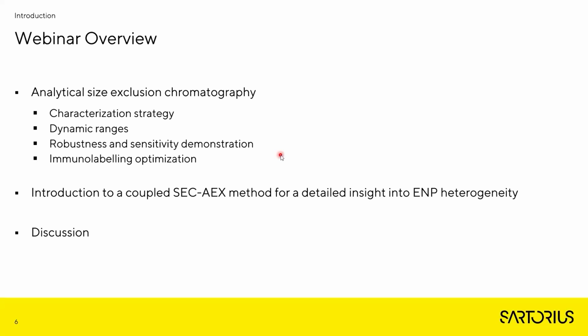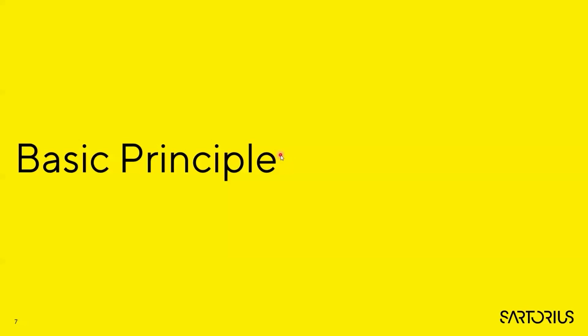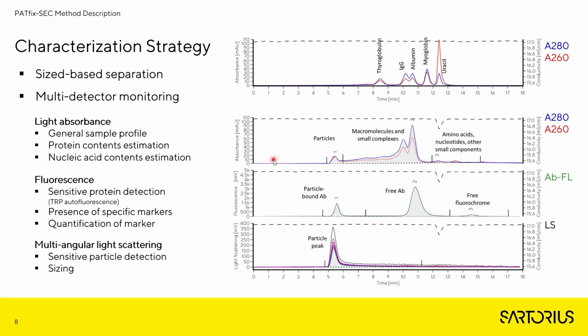And at the end, there will be place for discussion, of course. So the basic principle of the characterization by size exclusion chromatography is to introduce the sample to the column that separates the components according to their size.